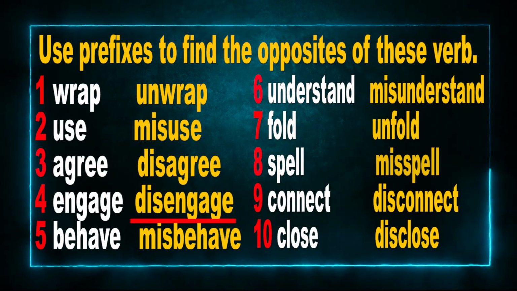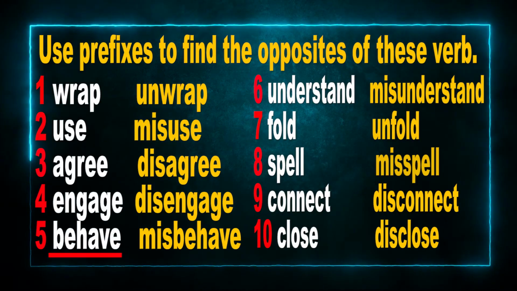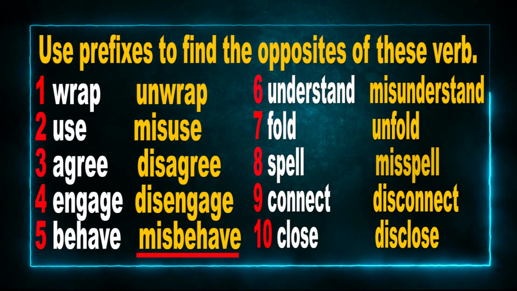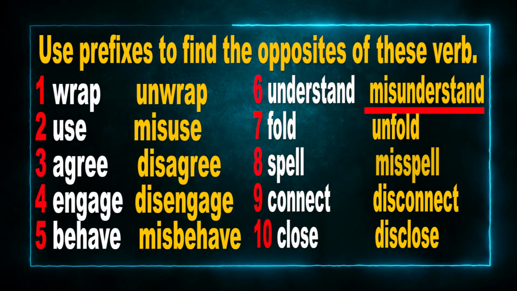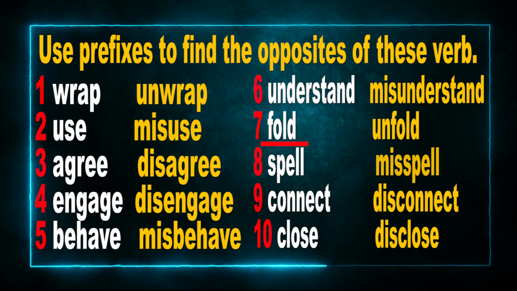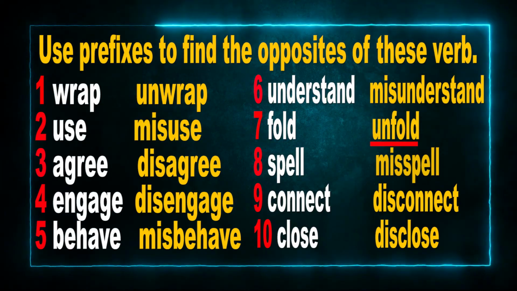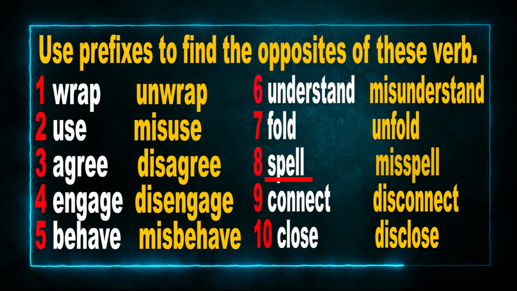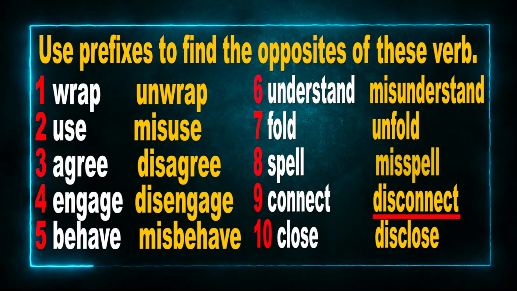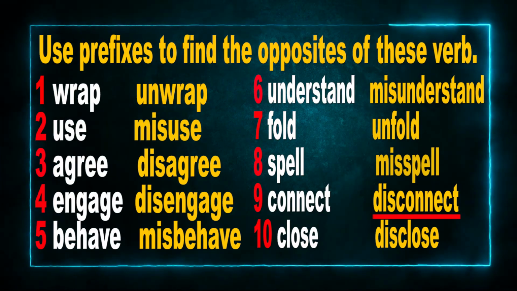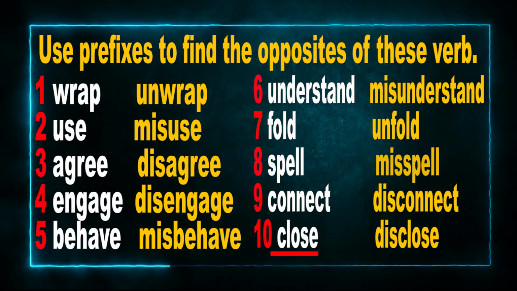At number 5, we had the verb behave. And the opposite of behave is misbehave. Number 6, understand. Opposite, misunderstand. Next, fold. The opposite being unfold. Spell. Opposite of spell, misspell. Connect, opposite, disconnect. And lastly, close. Opposite, disclose. If you had all of these correct, or even 8 or 9, very good job.